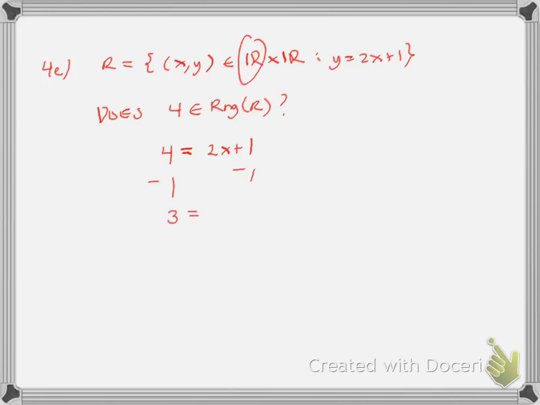So 3 equals 2x, and so divide that by 2. So x equals 3/2. And since that belongs to the reals, we can say yes, 4 is in the range. Now, if I asked you, let's say this went from the integers Z to R, then this would be no, because there doesn't exist an integer that will give you an output of 4. But since we're on the real numbers, the answer is yes.